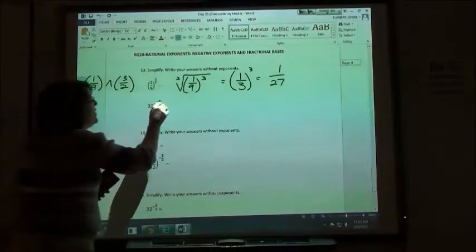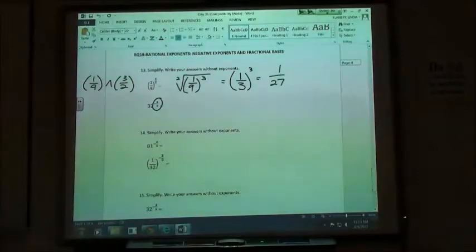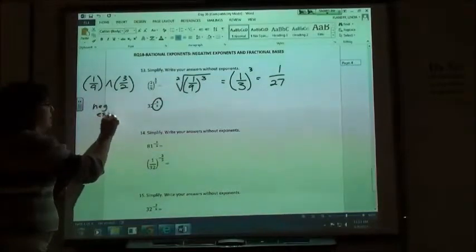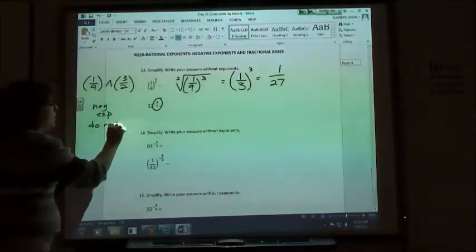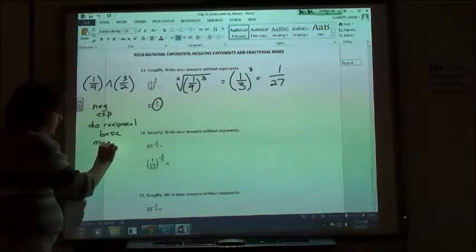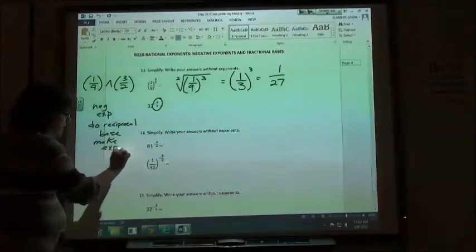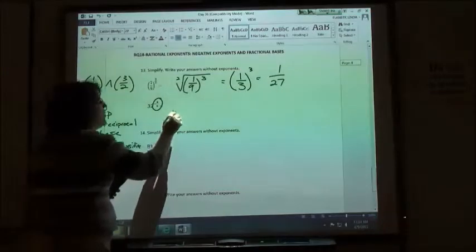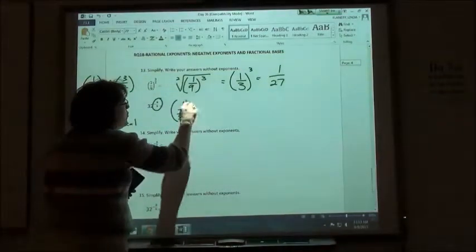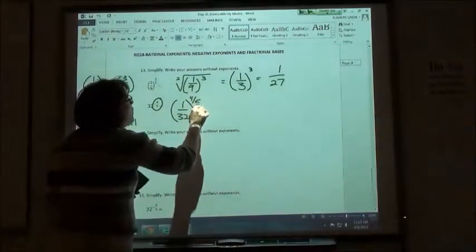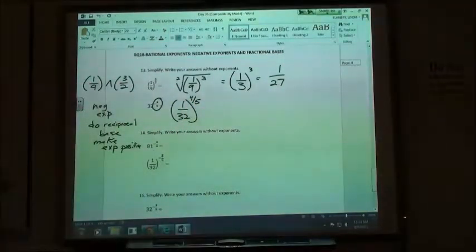Now this one has a negative exponent. If you have a negative exponent, you do the reciprocal of the base to make your exponent positive. So in this case, I'm going to rewrite this as 1/32. The reciprocal of 32 is 1/32 to the positive 4/5 power. Now that my exponent is positive, I can do my problem.